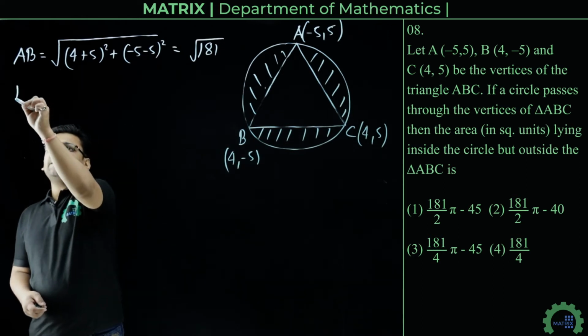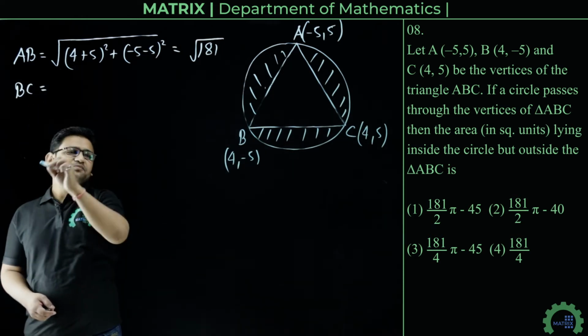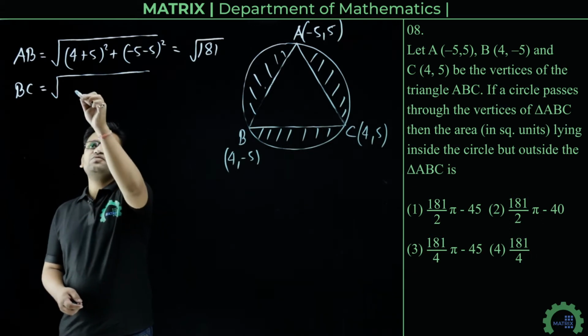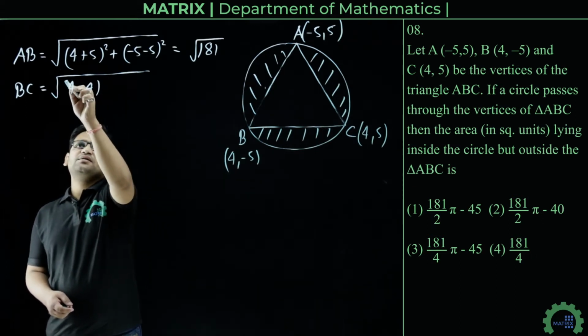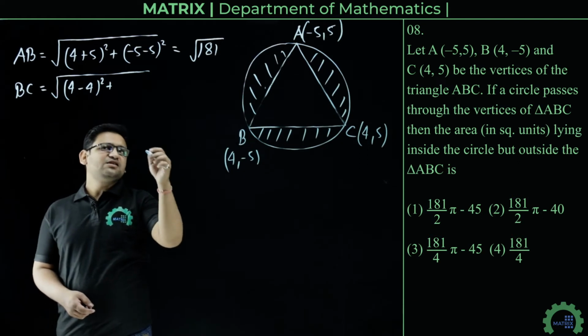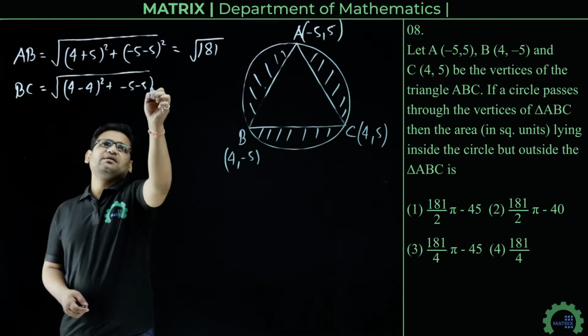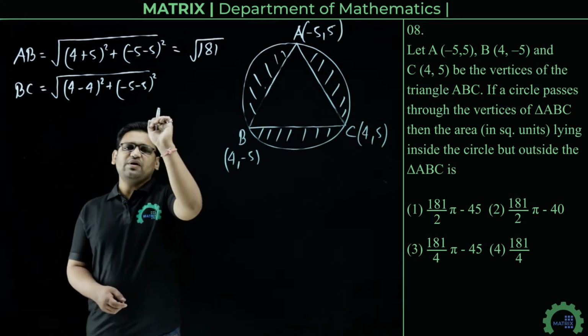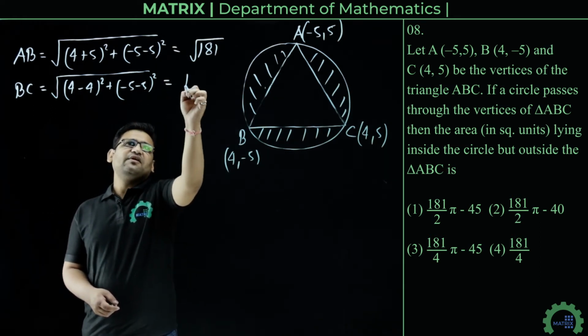Similarly, the length BC of the triangle will be square root of 4 minus 4 square plus minus 5 square. That is, this will be cancelled out and the remaining is 10 square. That is, finally we get 10.